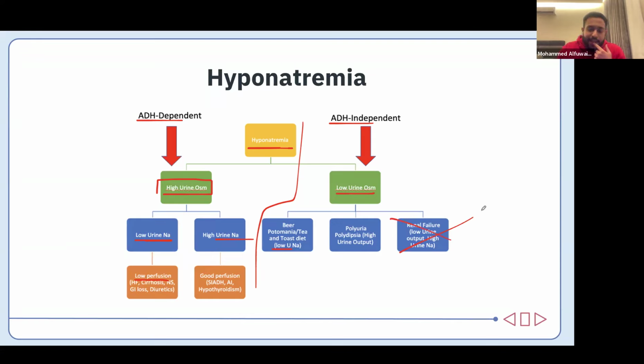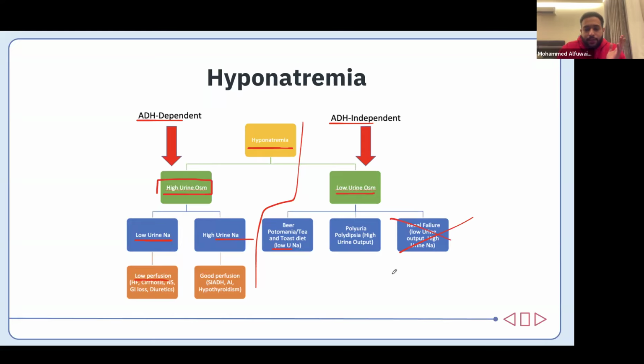Now, if I remember correctly, and I could be wrong here, in the cases of dehydration, you do have ADH activation, right? This is the part that gets tricky for me, Salaha. Yeah, you do have ADH activation. Okay, so it's ADH dependent. Normal response. You try to retain water.